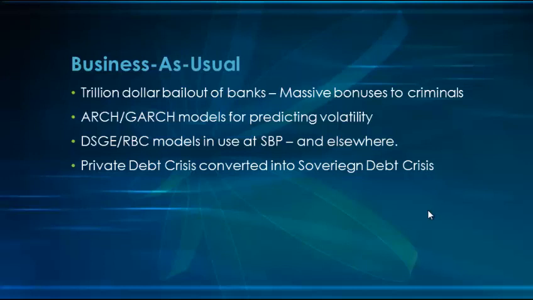ARCH-GARCH models, which were used for predicting volatility, failed miserably in the GFC. They continue to be used. DSGE and RBC models, which were in use in our State Bank and all over the world, are continuing to be used.